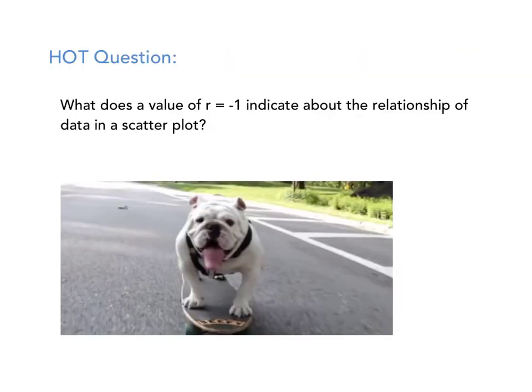For your hot question, I want you to go back through your notes and find where we answered this question and answer it for me in your hot question response. What does a value of R equals -1 indicate about the relationship of data in a scatter plot? Answer that in your hot question, last hot question of the unit, woohoo, and we will work on this on Monday.